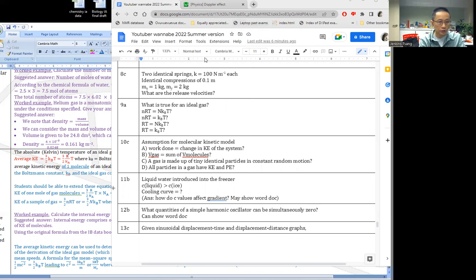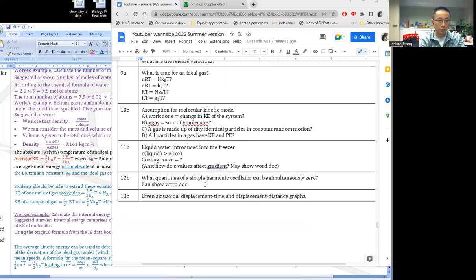But choice C actually is the correct one. A gas is made of tiny identical particles in constant random motion. That's perfectly correct. And then part D, all particles in a gas have kinetic and potential energy, is half wrong because under the ideal gas model, the ideal gas molecules experience no intermolecular forces unless they are colliding. And having no intermolecular forces corresponds to having zero PE. Overall, choice C is correct for question 10.